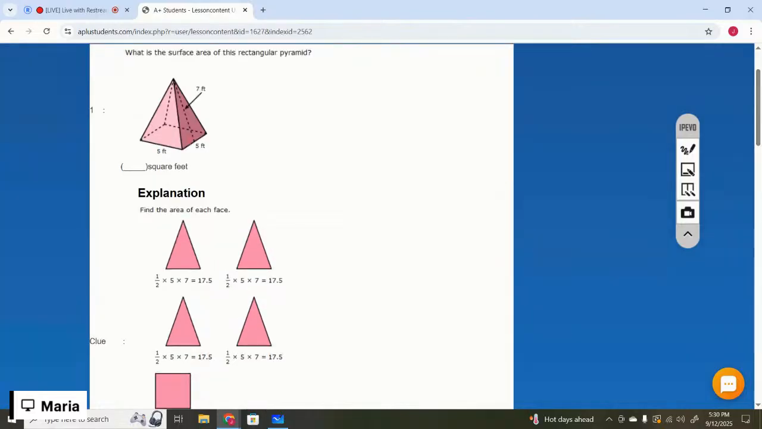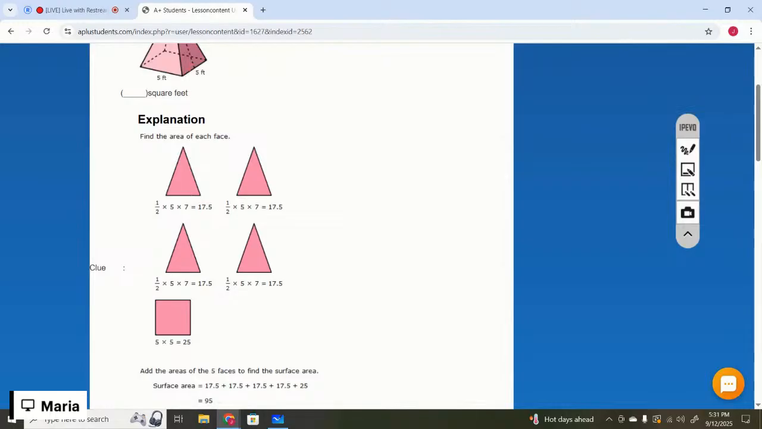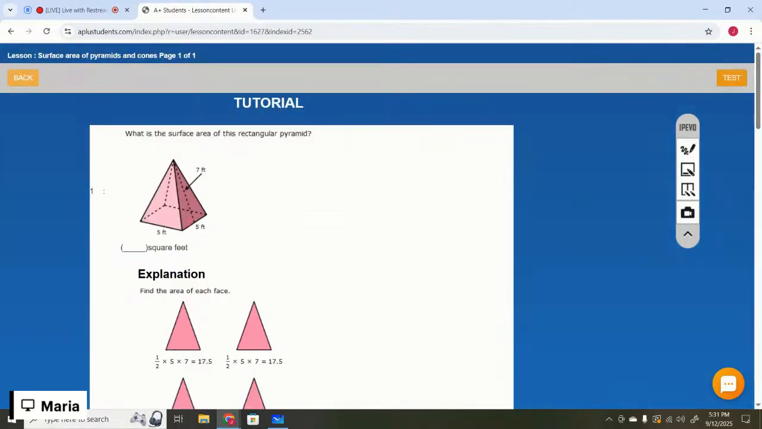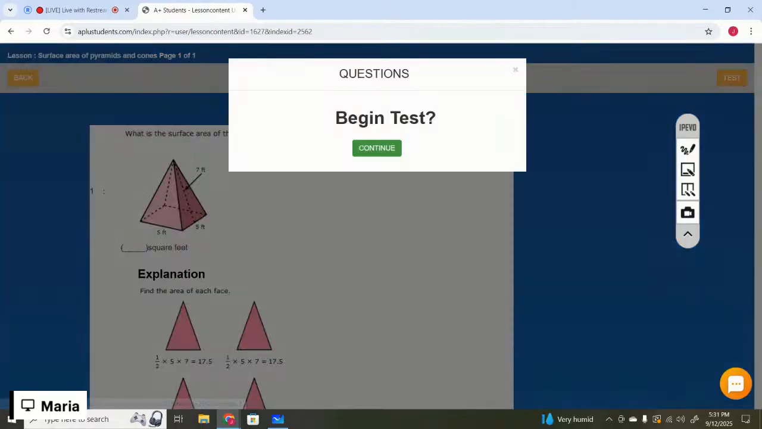What is the surface area of the rectangular pyramid? We need to calculate the area of each face. Four of the faces are triangular. So let's just calculate the areas, and the base is a rectangle. You need to add all those areas, so that is 95. Okay, let's just start with the test questions.